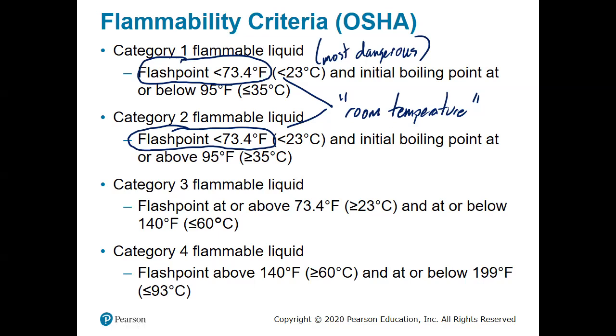So those are the OSHA categories for flammability. Now let's compare them to the NFPA, because again, both are kind of coming at it from the same direction. OSHA, from Occupational Health and Safety; NFPA, that being the National Fire Protection Association. Where are the differences between the two?